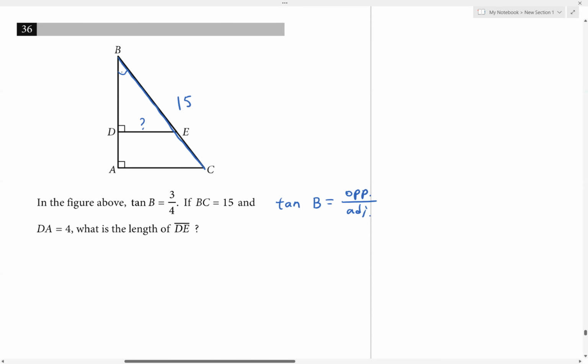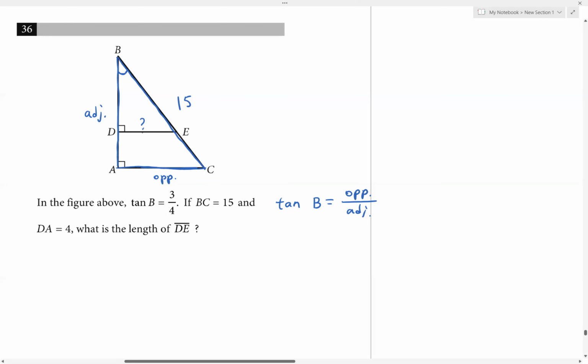Angle B is on the top, so let's just focus on the big triangle for now. For angle B, the opposite side is right here, right across from angle B. The adjacent side is side AB, right next to the angle. So the ratio of opposite over adjacent should be 3/4. It doesn't mean the opposite side is equal to 3 and the adjacent is equal to 4, just a ratio of 3/4.